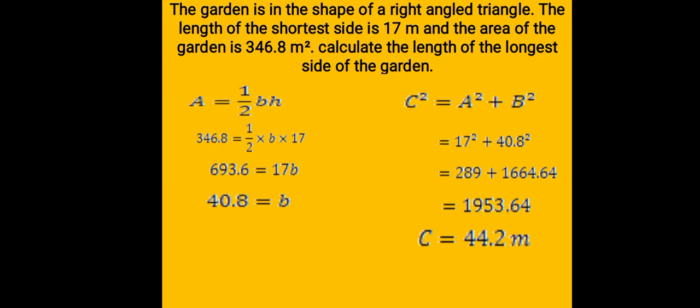Now, the longest side of a triangle is always the hypotenuse. And using the Pythagoras theorem, if we have the base and the height, we can get the hypotenuse. So c squared is equal to a squared plus b squared. Now a squared, which is the base, is 17 squared, and b squared, which is the height, is 40.8 squared. Solving, we get c is 44.2 meters.